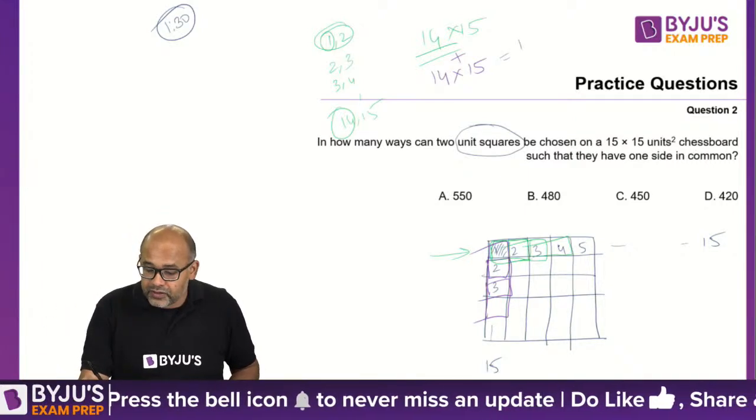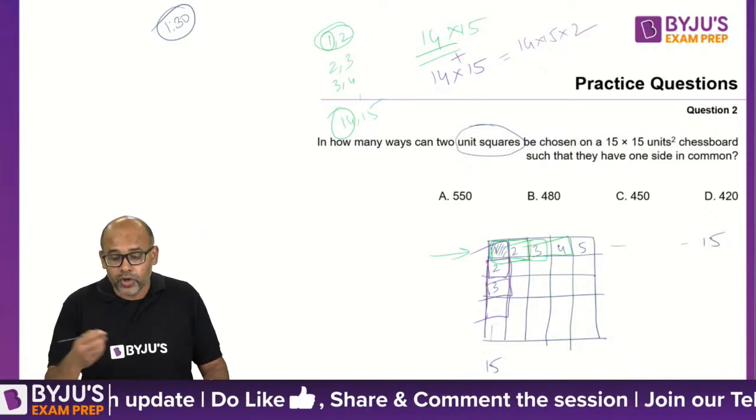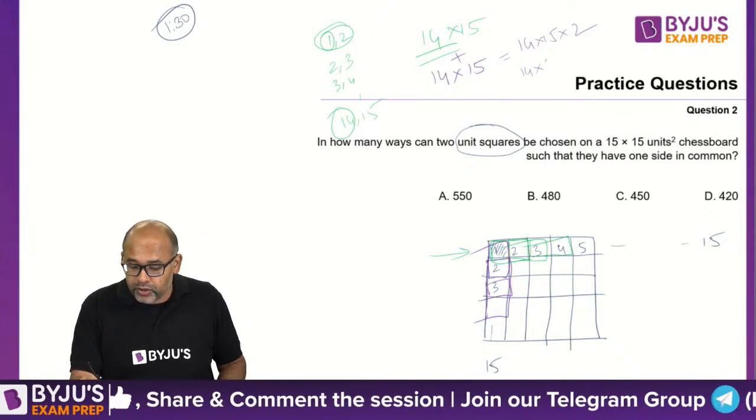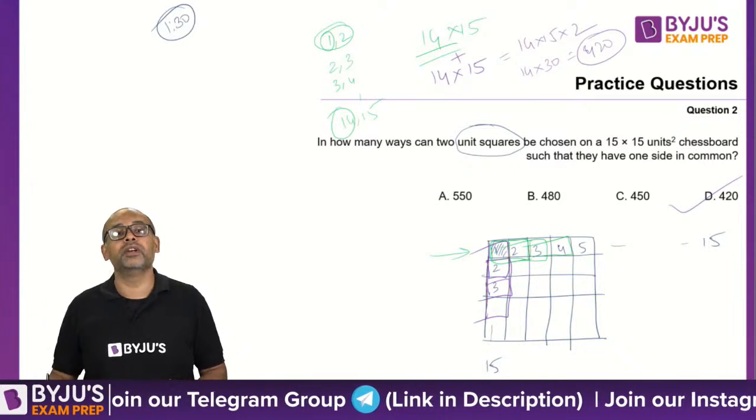So the answer is 14 into 15 into 2. 15 2s are 30. So 14 into 30 will give you 420. So the answer is option D.